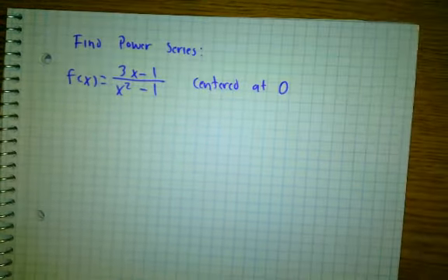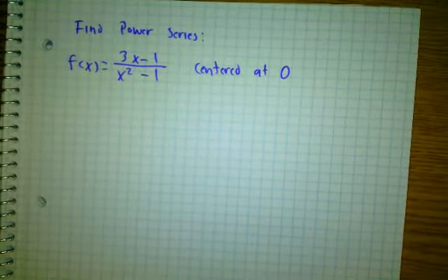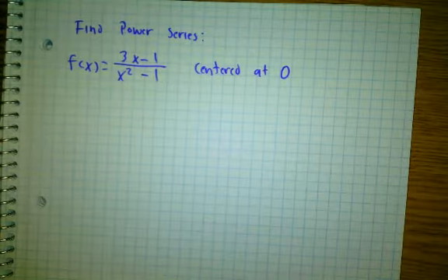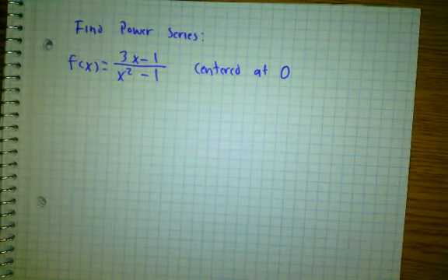Okay, f of x equals 3x minus 1 over x squared minus 1, and we're going to be centered at 0. I don't know about you, but I'm very relieved every time I see a center at 0. Alright, it makes things easier. Agreed? Okay.